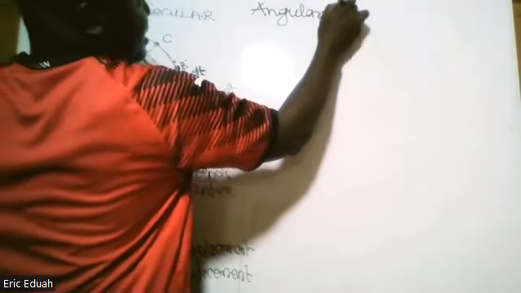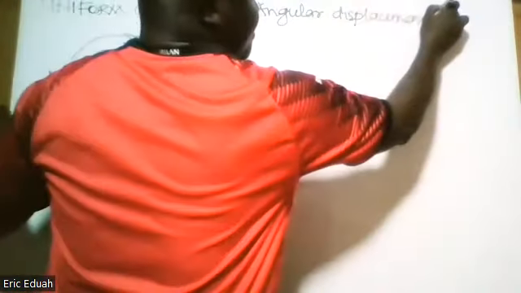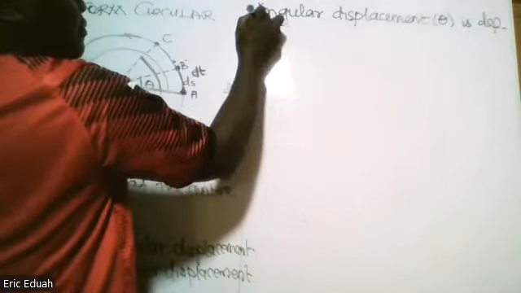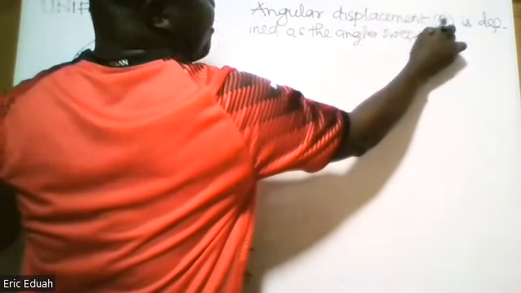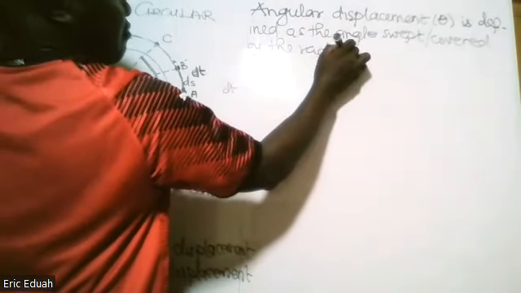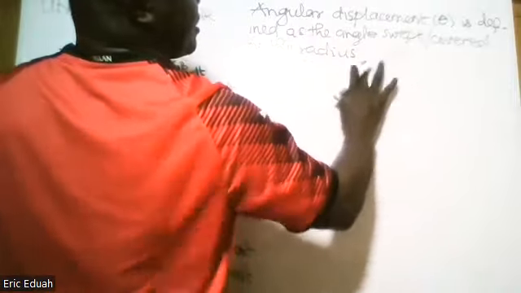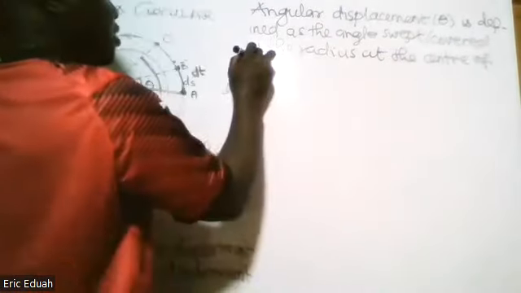Okay. The angular displacement, which we are representing by the letter theta, is defined as the angle swept or covered by the radius of the circle at the center of the circle.